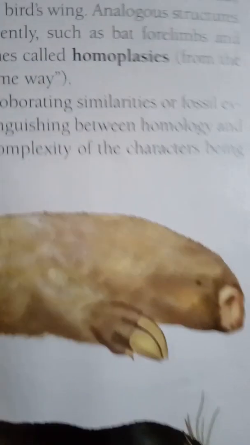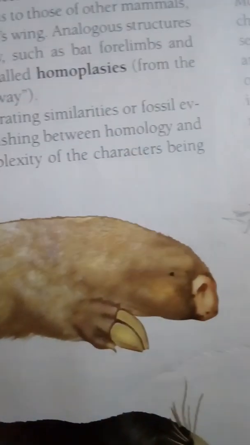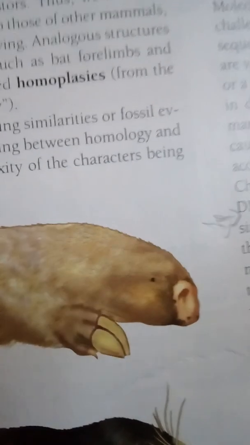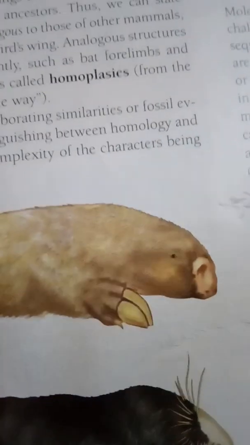For example, Australian and North American burrowing moles are very similar in appearance. However, their reproductive systems are very dissimilar. Australian moles are marsupials. Their young complete their embryonic development in a pouch outside the mother's body, whereas North American moles are eutherians. Their young complete their embryonic development in a uterus within the mother's body.